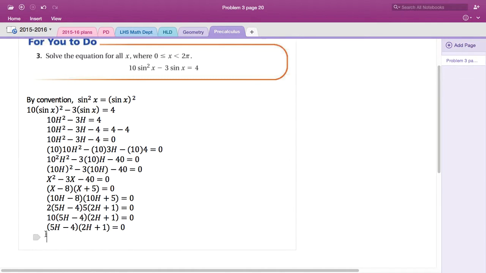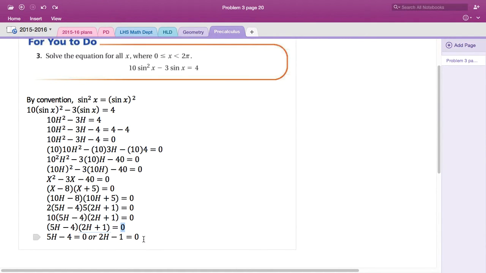So by the zero product property, 5h minus 4 equals 0, or 2h minus 1 has to be equal to 0. Whatever this number has to be 0, because we have two numbers right here. This times this has to be 0. That means either one of them has to be 0.